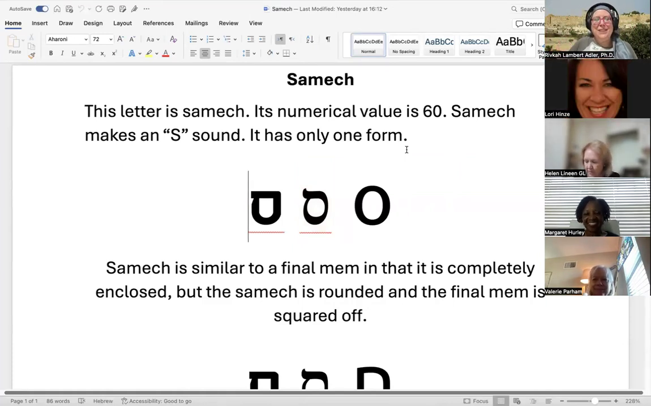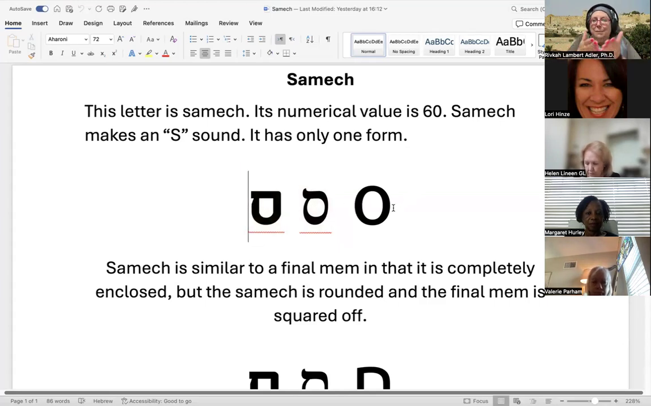So today's letter is the letter Samech, which has the numerical value of 60. We only have like 6 or 7 letters in the alphabet to finish. Samech is a pretty straightforward letter. It makes an S sound, and it looks like this. Here it is in 3 different fonts.